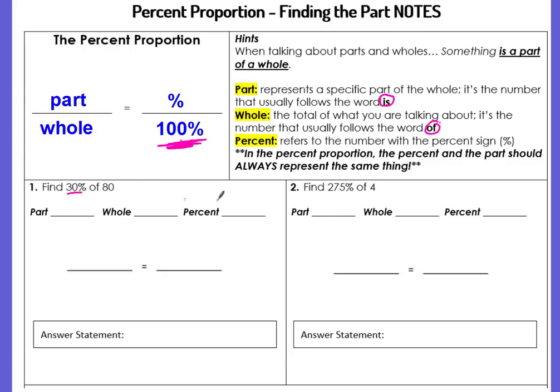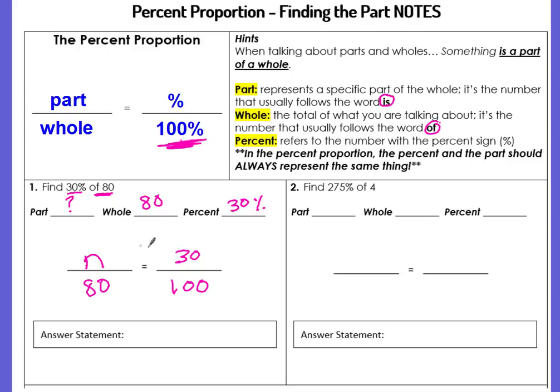So we're given 30%, the percent. So we're going to fill this in here on the percent line. Of 80. This of 80, remember the clue word of? That represents the whole amount, the whole. And we're looking for the part. This is our unknown. So when you set up your percent proportion, you just fill in all the information you know. Do we know the part? No, that's our unknown, so I'm going to use the variable n. Do we know the whole? Yes, the whole is 80. And do we know the percent? Yes, it's 30. And that will always be over 100. The percent is always out of 100. And then you solve it like you do a regular proportion.